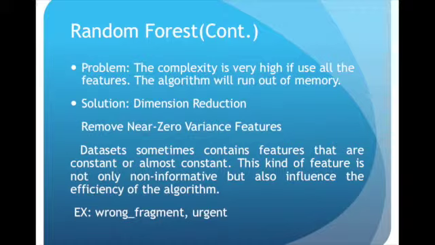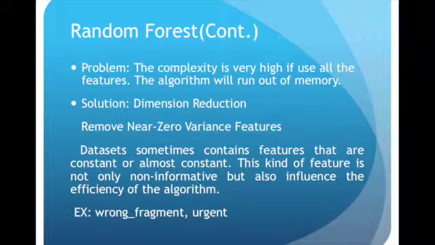I remove the near zero variance features. Datasets sometimes contain features that are constant or almost constant. This kind of feature is not only non-informative, but also influences the efficiency of the algorithm. So we had better remove them. For example, the wrong fragment and the urgent attributes of the original dataset are near zero variance features, so I remove them.